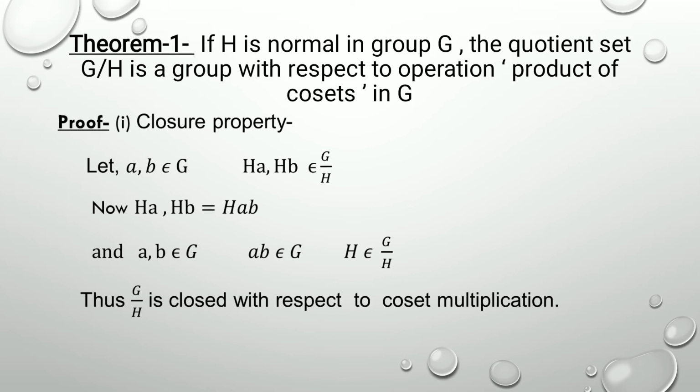Now HaHb is equal to Hab. Now a and b both belong to G, so ab also belongs to G and Hab belongs to G over H. Thus G over H is closed with respect to coset multiplication.